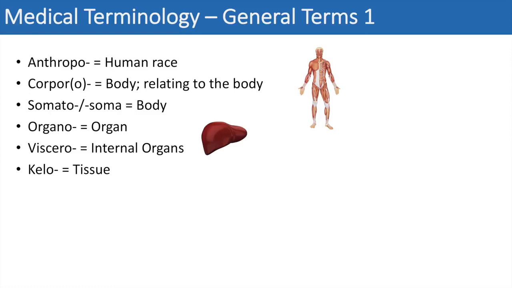The next one is kilo. This means tissue. So you can think of keloid in this case. The next prefix is proteo. This is easy. Again, this just means protein or relating to a protein.